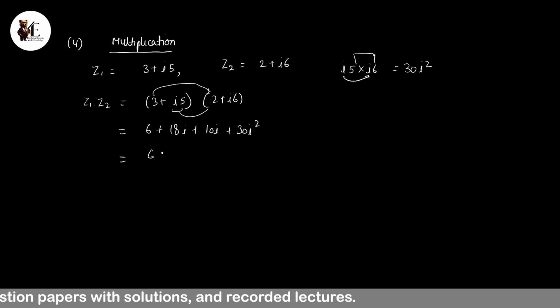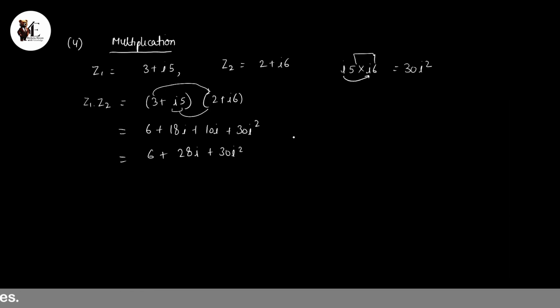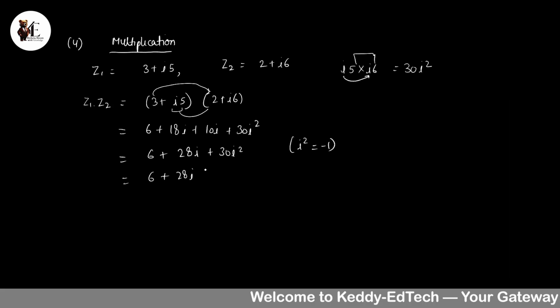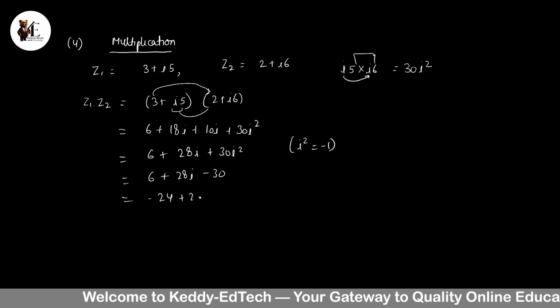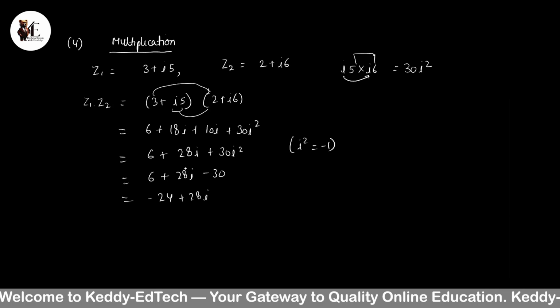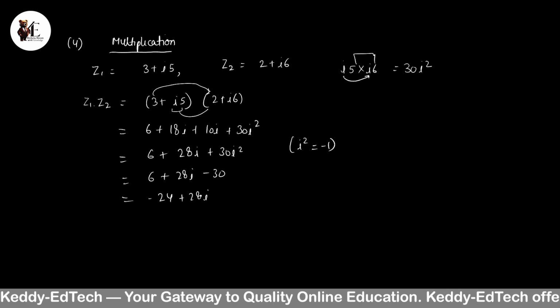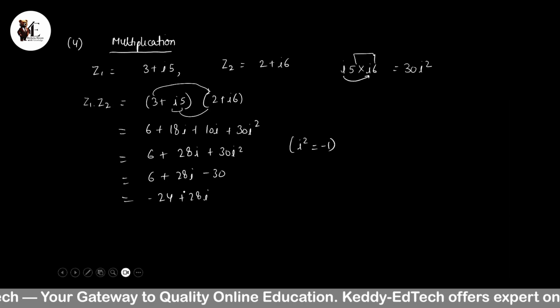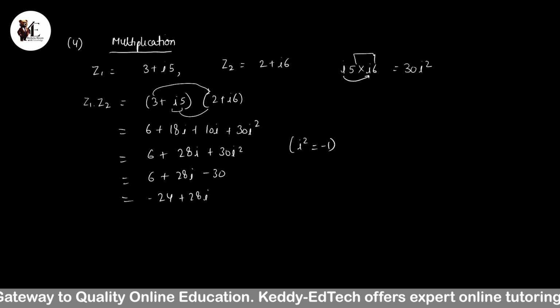So solving the like terms, 6 plus 18i plus 10i, that will be 28i plus 30 i square. Now, since we know that the value of i square is negative 1, we will replace this i square by negative 1. So 6 plus 28i minus 30, or you can say minus 24 plus 28i. So that will be the final outcome of this question.